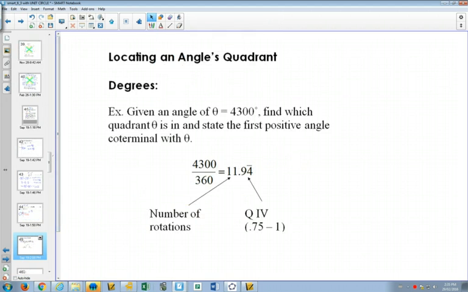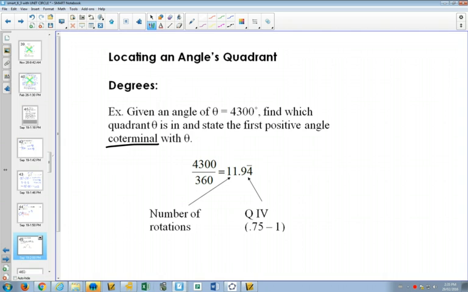Now, figuring out what quadrant an angle is in quickly can be very helpful because then you can tell whether sine, cos, or tan are positive or negative. So right now we're going to look at some strategies for just figuring out what quadrant an angle is in. And then we're going to state the first positive angle coterminal. Remember that the word coterminal means that it ends in the same place as the angle that you're given.